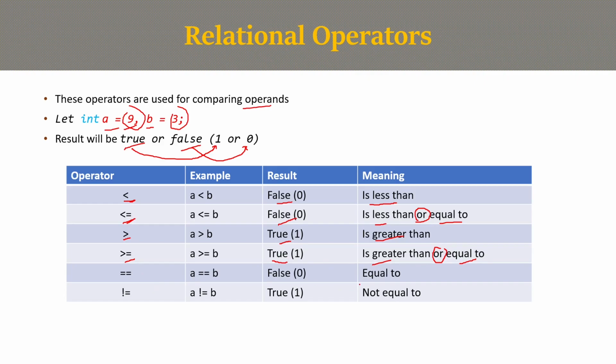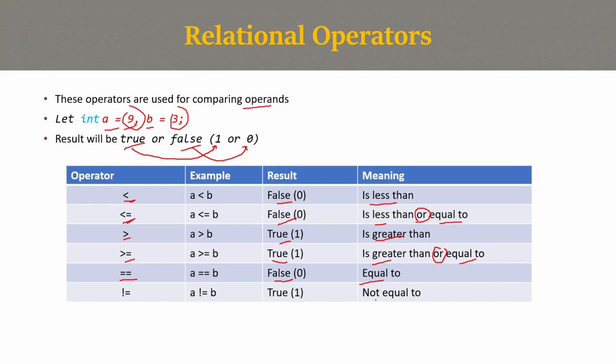Then we have the equal to, that is the equal equals. The equal to symbol is written as equal and equal, using 2 equals to. So is a equals to b? No, 9 is not equals to 3. So that is why the result is false.